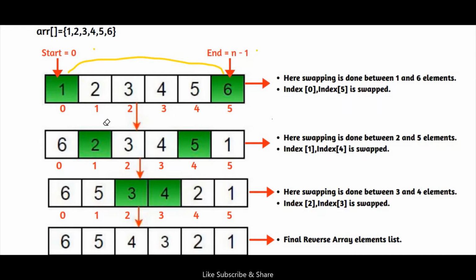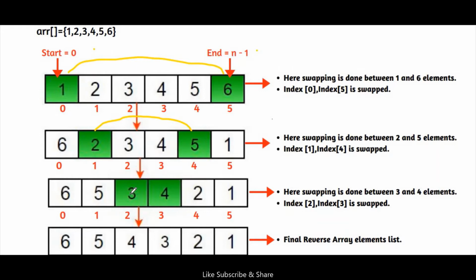Again swap two elements. Swap index 1 and index 4, so elements 2 and 5. Swapping is done between 2 and 5. Index 1 and index 4 are swapped, and the result is 6 5 3 4 2 1. So 5 comes to the second position and 2 goes to index 4.